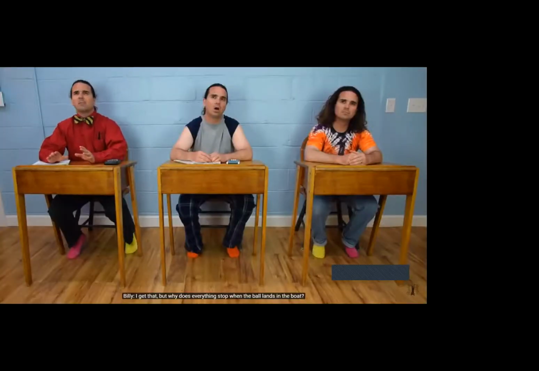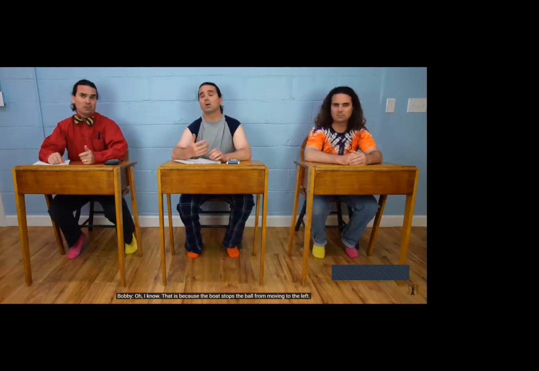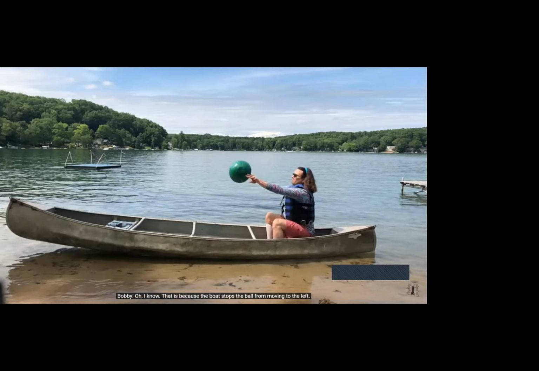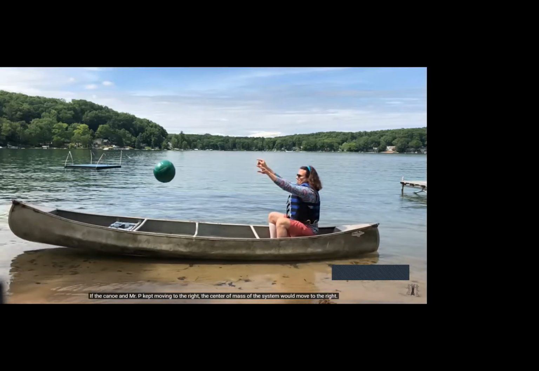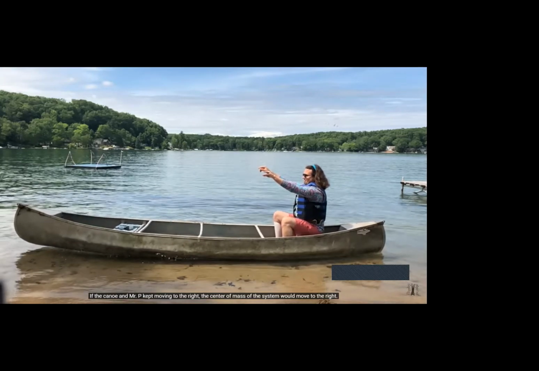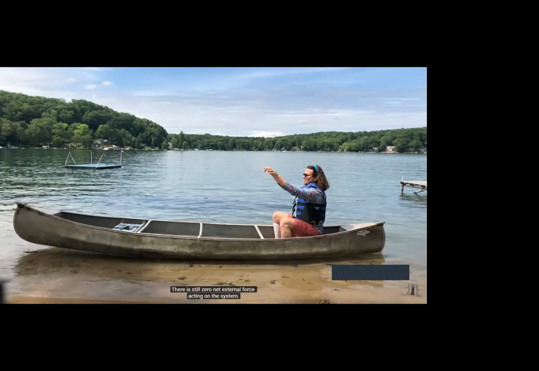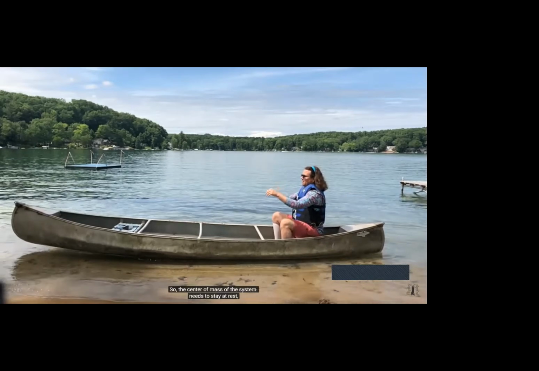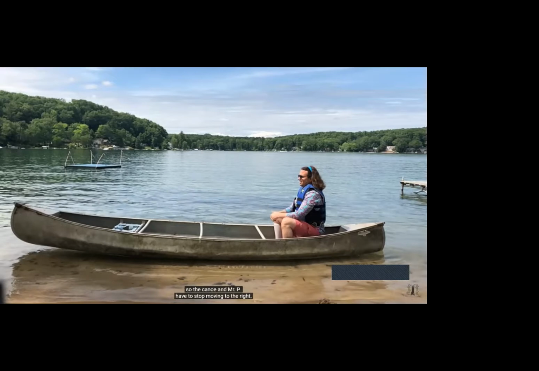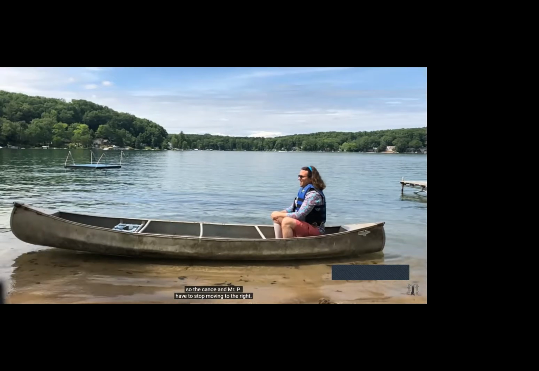I get that. But why does everything stop when the ball lands in the boat? Oh, I know. That is because the boat stops the ball from moving to the left. If the canoe and Mr. P kept moving to the right, the center of mass of the system would move to the right. There is still zero net external force acting on the system, so the center of mass of the system needs to stay at rest, so the canoe and Mr. P have to stop moving to the right.